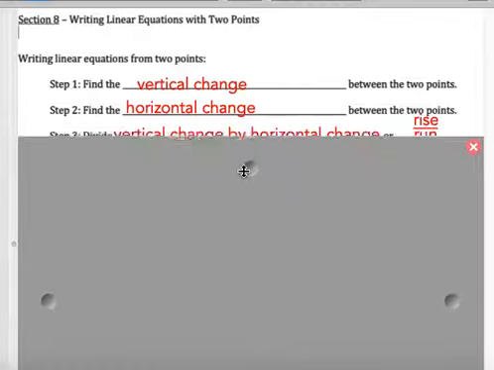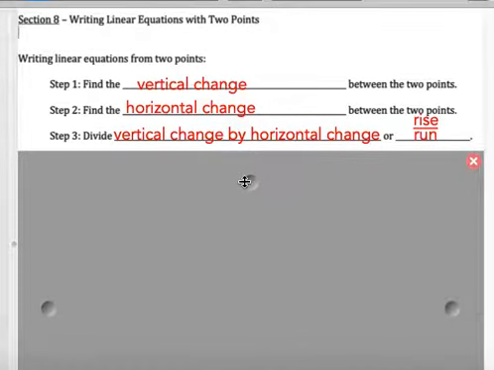In step 3, we will divide the vertical change by the horizontal change, or you are finding rise divided by run. And so in our equation, those 3 steps help us calculate our slope or our unit rate.